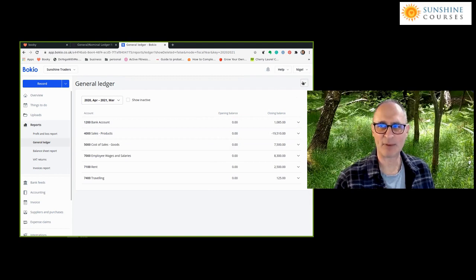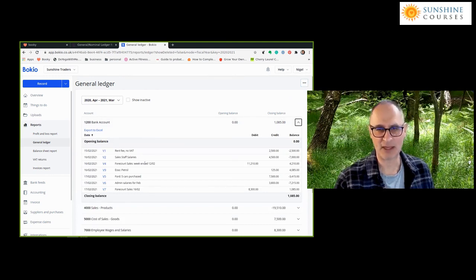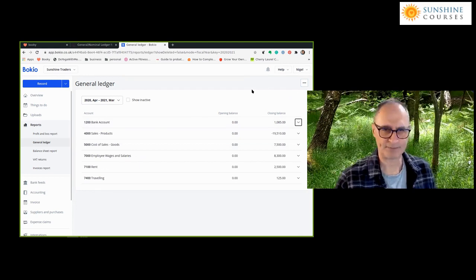And if you click on the triple dots, you can actually download or export this to an Excel spreadsheet. And if you do so, it'll actually list the individual entries, I think, in the report.